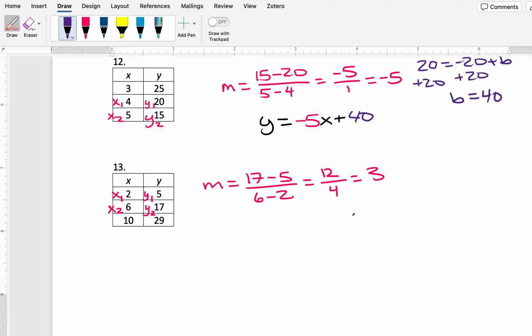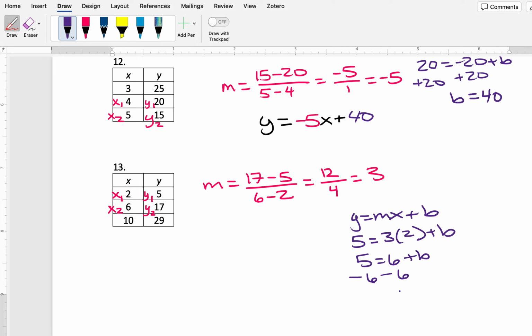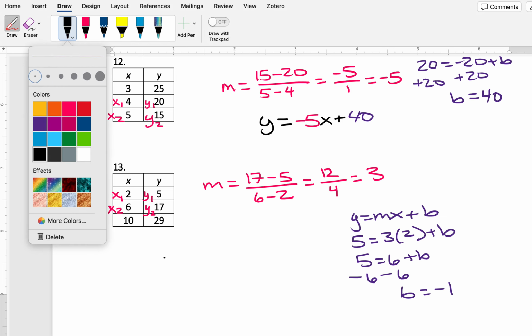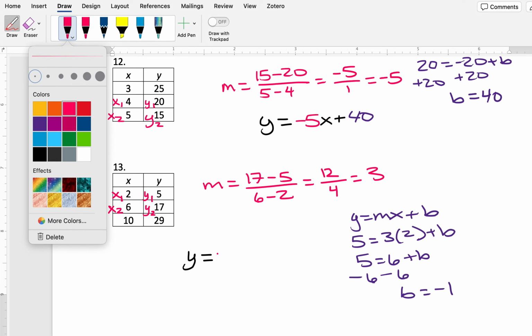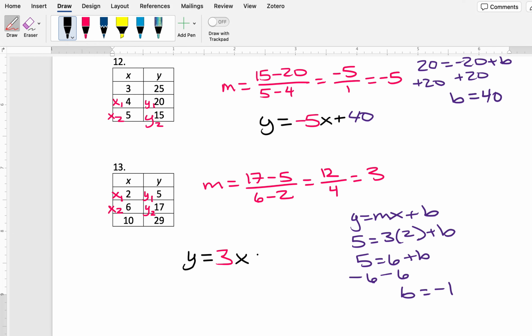Or I can use the method that I described before of plugging in. So y equals mx plus b. I'll plug in the top row there, 5 for y, 3 for m, 2 for x, and solving for b, I can see that b is going to equal -1. So my equation will be y equals 3x -1.